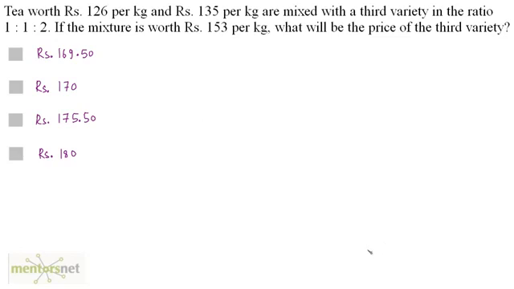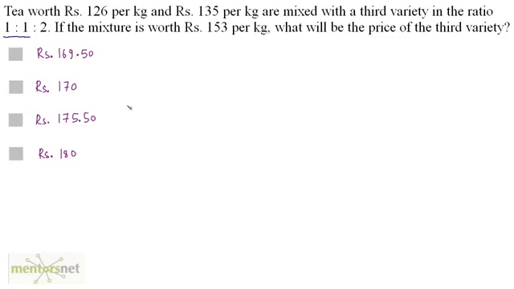What we can do is we can mix the first two varieties and then we can mix the mixture with the third variety. Right. Now if you observe carefully, you'll see that if the first two varieties are mixed, basically the ratio is 1:1.